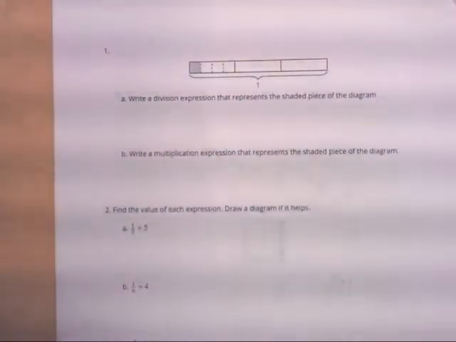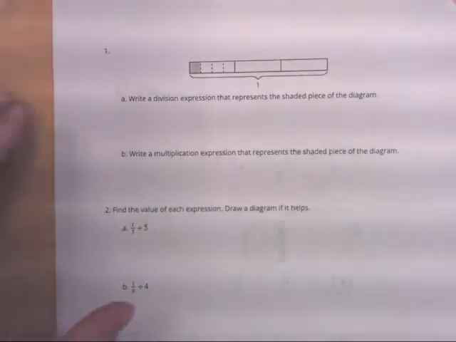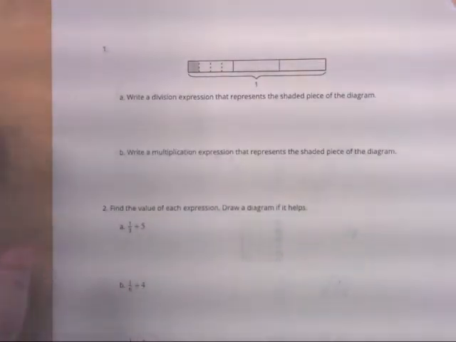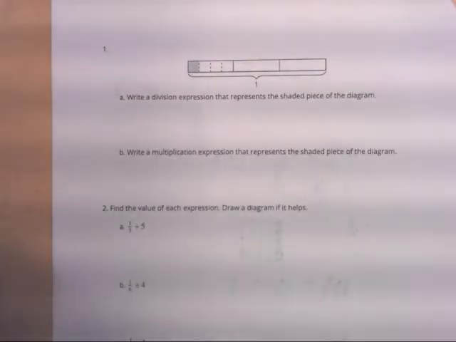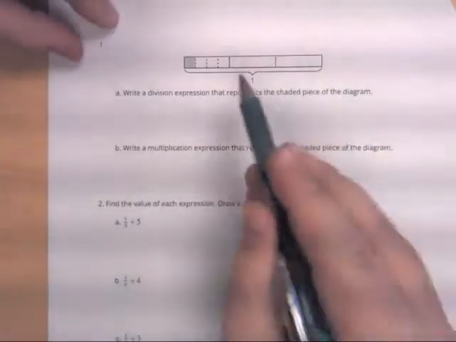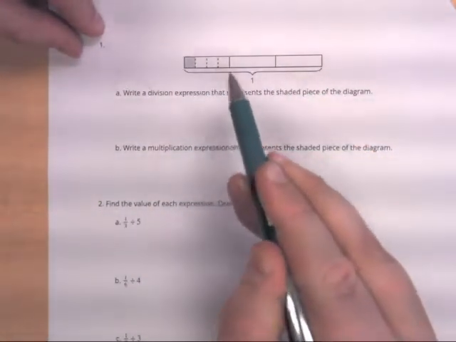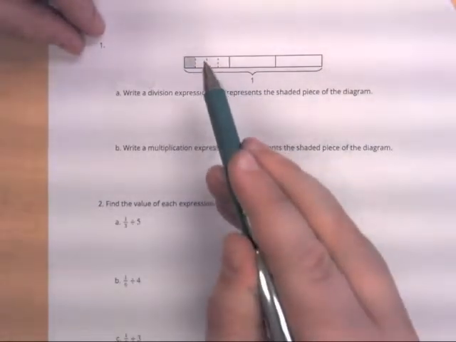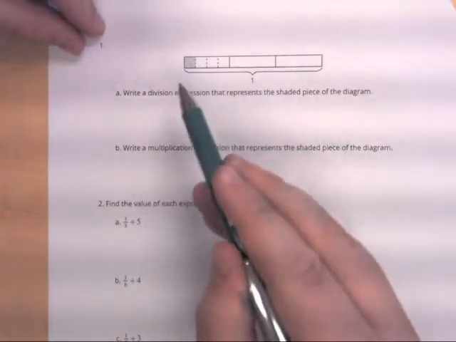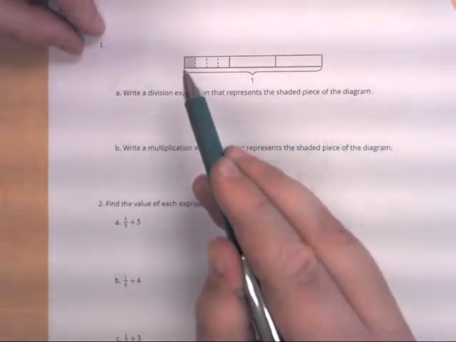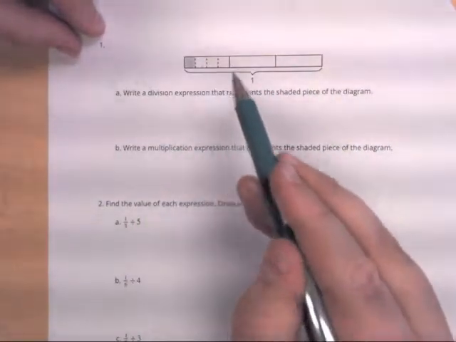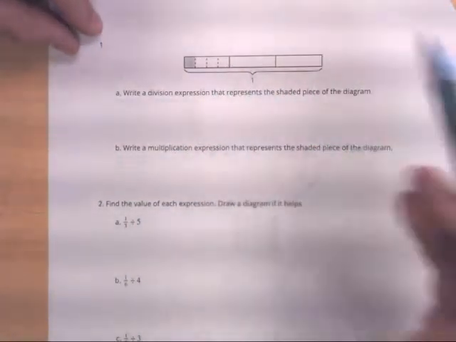On the next page, we have another diagram, and we are asked to write a division expression that represents the shaded piece of the diagram, and then we're asked to write a multiplication expression that represents the shaded piece of the diagram. So let's figure out first what happened to the diagram before we divided this piece into 4 equal pieces. So if we were to remove these dividing lines here in this shaded part, we can see that this whole has been divided into 3 equal pieces.